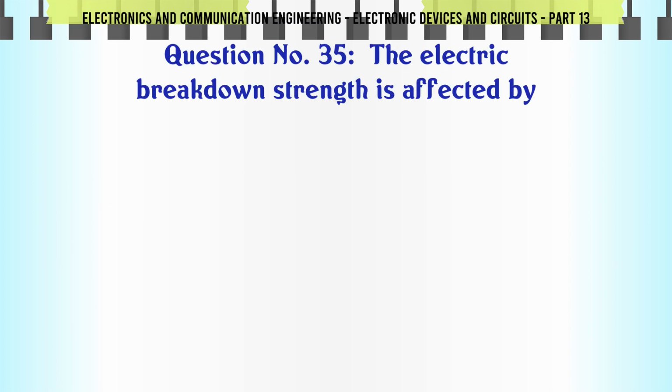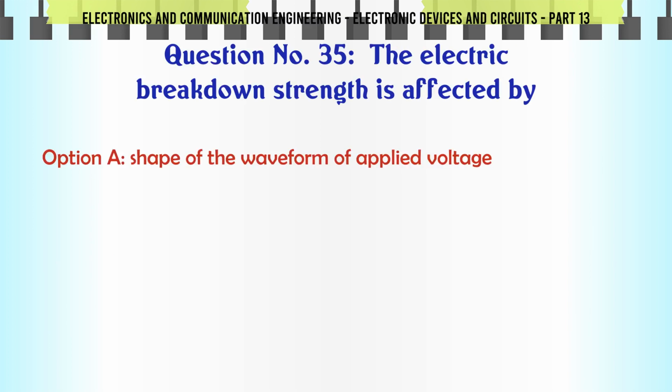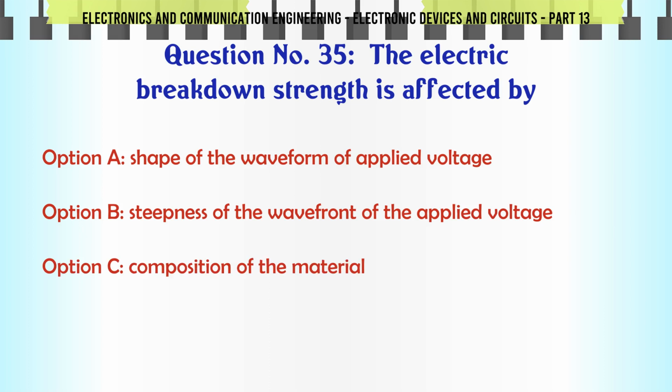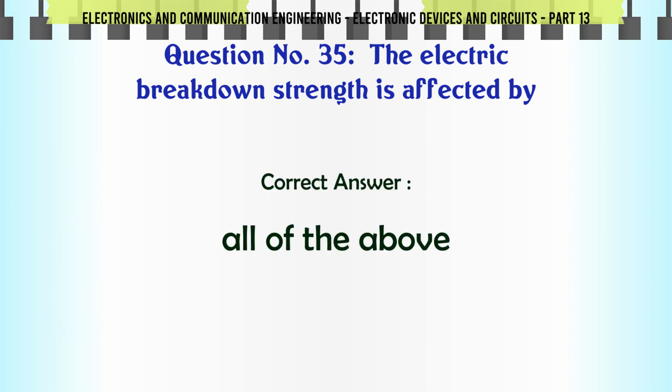The electric breakdown strength is affected by A. Shape of the waveform of applied voltage, B. Steepness of the wavefront of the applied voltage, C. Composition of the material, D. All of the above. The correct answer is all of the above.